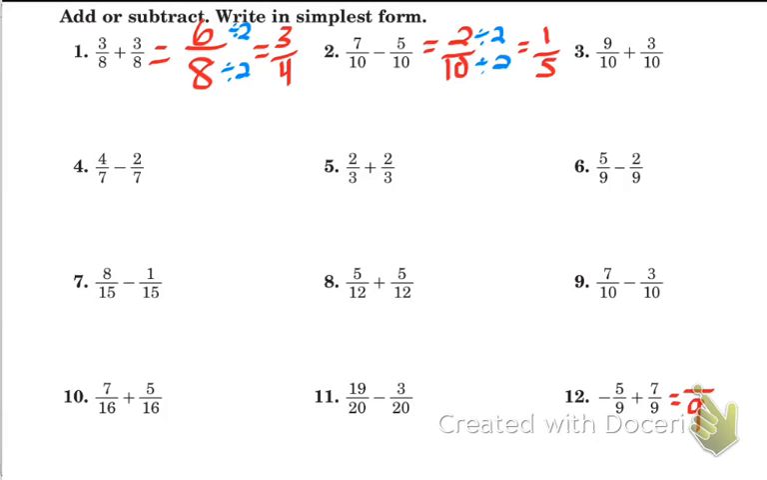Well, -5 plus 7, you're going to go to the right from -5, so you're going to pass 0, you're going to end up at positive 2. So -5 plus 7 is positive 2. Another way to think of that is 7 minus 5. That's positive 2. And 2 over 9 does not simplify. So that's your final answer. That's number 12.